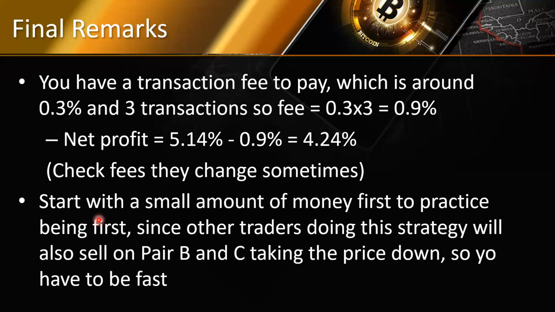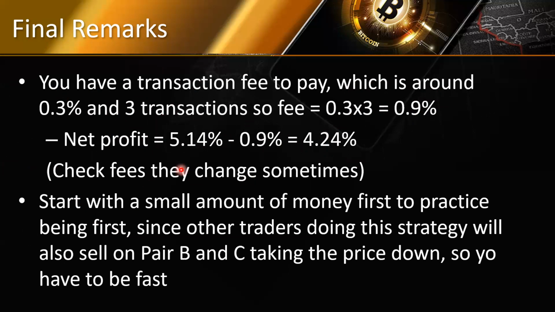Final remarks that you should remember: you have a transaction fee to pay. Exchanges take a transaction fee, which is around 0.3%. And since you are doing 3 transactions on 3 different pairs, it's 0.3% times 3, which is 0.9%. So the net profit will be 5.14 minus 0.9, which is 4.24, which is also very high. And you should always check the fees.